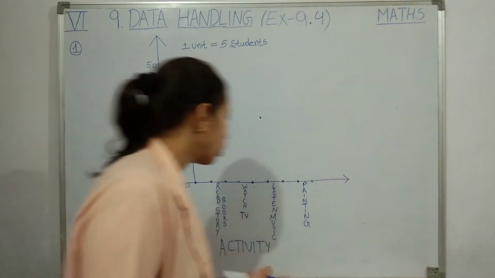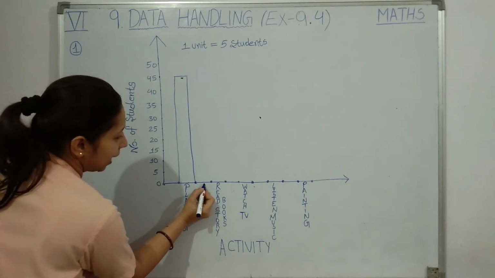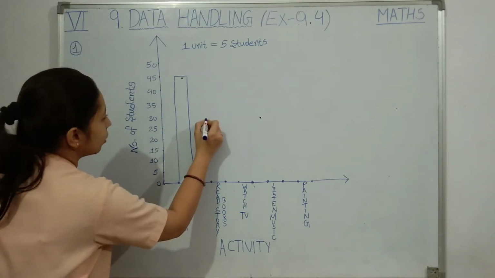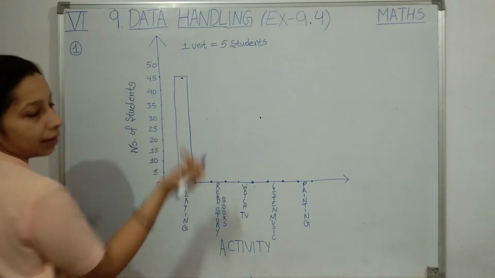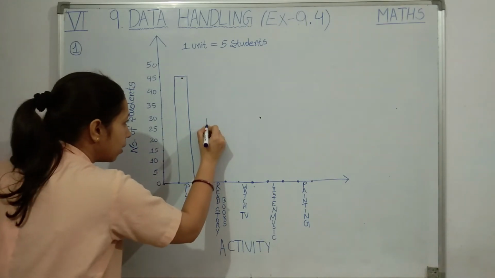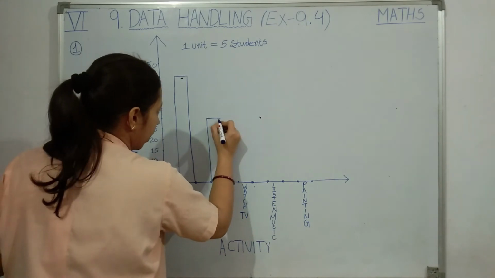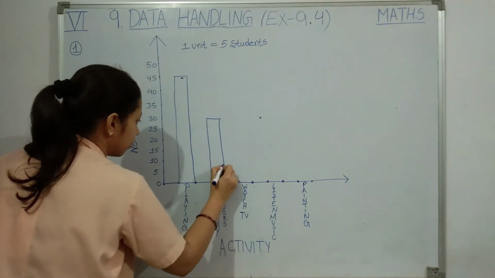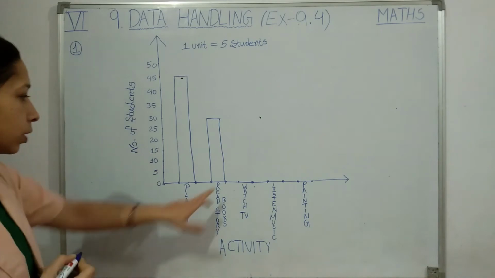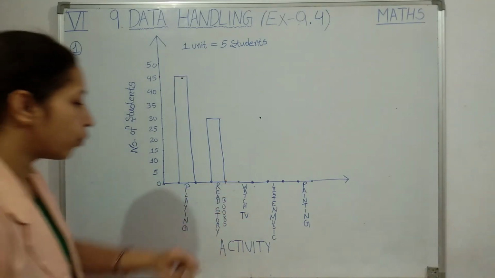Then reading storybooks is preferred by 30 students. So again leave the space, reading 30. So I will mark here, near 30. Understood? Now again join this. So reading storybooks. Then again I will be giving equal spacing of one box.